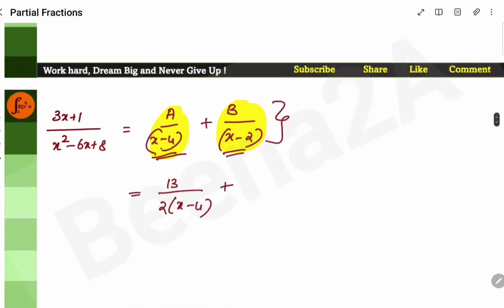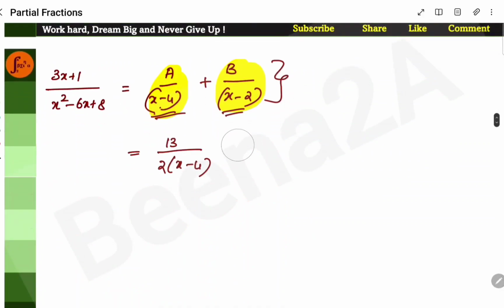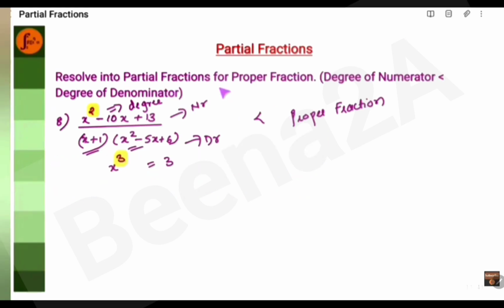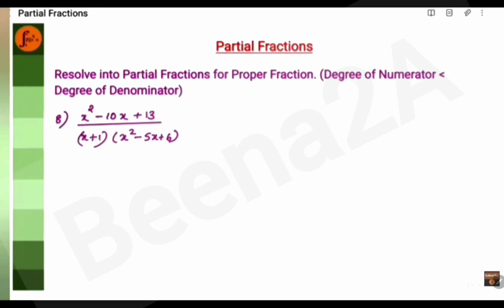Minus 7 by 2. It's minus, so we'll put minus 7 by 2. Let's copy the denominator, which is x minus 2. This is the set of partial fractions now. So these are the partial fractions for this particular rational function. Now let's take another problem, slightly more complex.